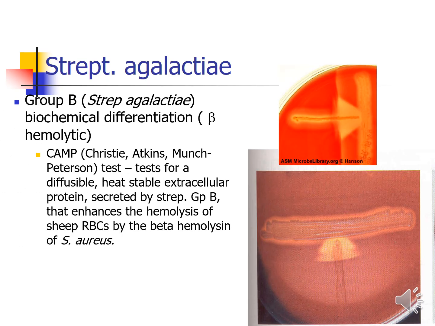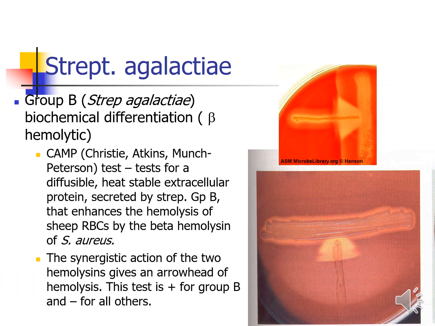So group B streptococci, or Streptococcaceae, are differentiated by biochemical tests. For example, the first one is the CAMP test. This tests for a diffusible, heat-stable extracellular protein secreted by group B streptococci that enhances the hemolysis of guinea pig RBCs by the beta hemolysis of Staphylococcus. The synergistic action of the two hemolysins gives an arrowhead appearance of hemolysis. This is a positive test seen in group B streptococci.